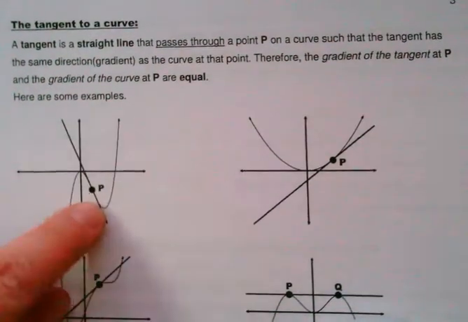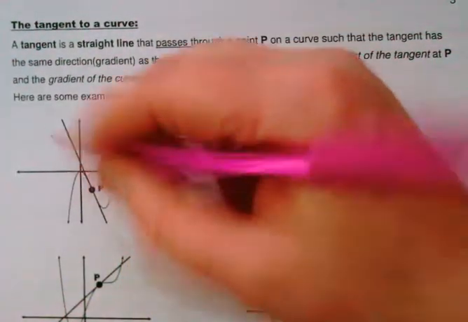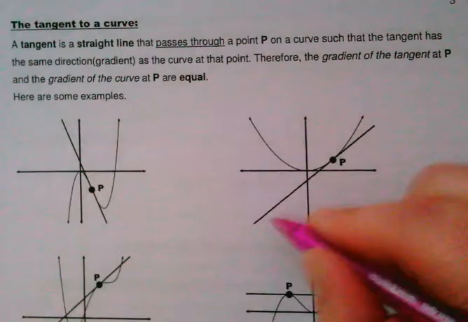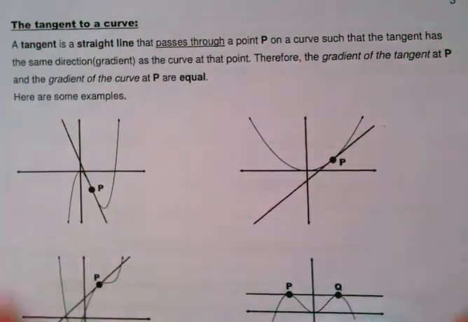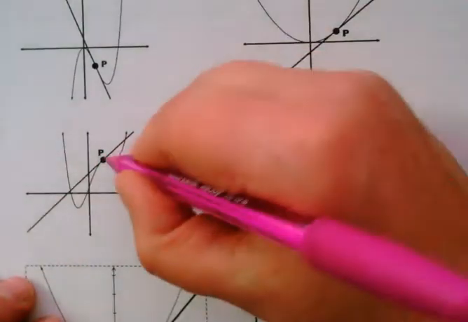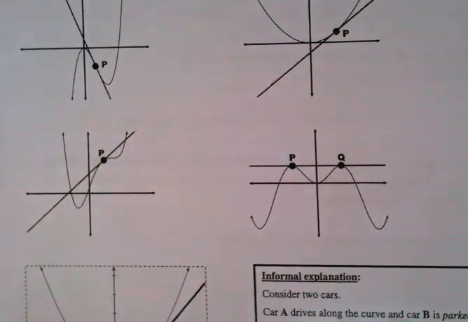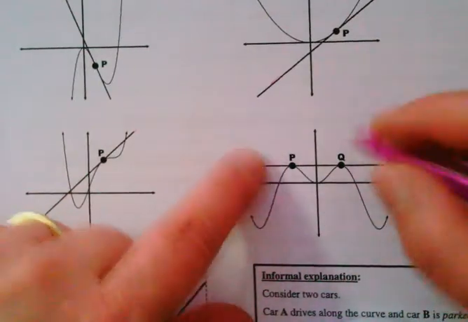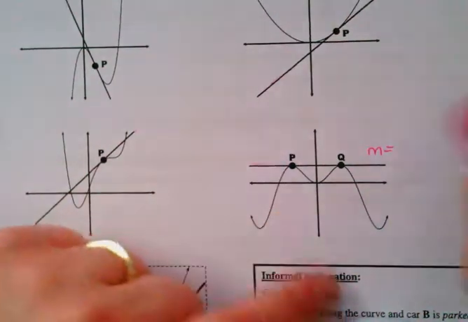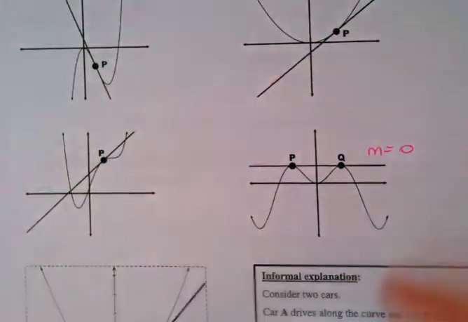So here, if we look at point P on this curve, that's the tangent. The gradient of the curve would be whatever the gradient of that tangent is. Here as well, at that point, the gradient of the curve is the same as the gradient of the tangent. Here at this point, if we draw a tangent to the curve, the gradient of the tangent equals the gradient of the curve. Same for these. What's the gradient here of this one? It's flat, 0.